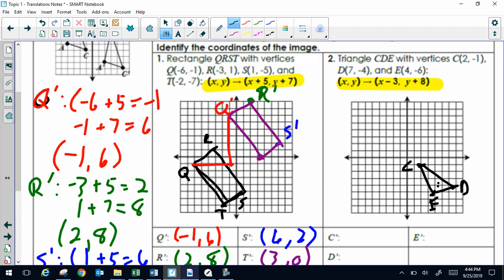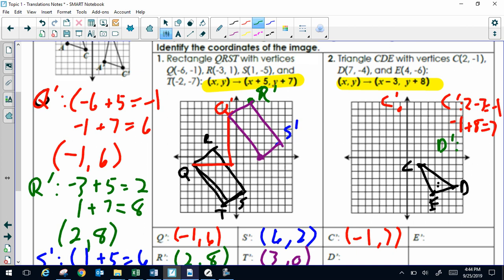So let's go ahead and start with C prime. Okay, so to find C prime, I'm going to take the x first, my original x, which is 2, and subtract 3, which gives me -1, which would be my new x. Then the y value, it says take the original, which is -1, and add 8 to it. -1 plus 8 gives me 7, so that's my new y. So there's my point, -1, 7. So here is my C prime. And we do the same thing for D prime.